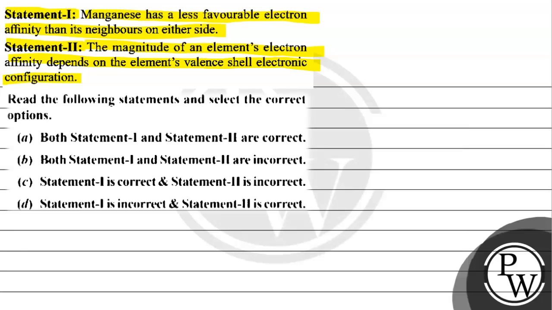So first we will see the concept of this question. The given question is based on the concept of electron affinity. So first we will see what electron affinity is. Electron affinity is basically the amount of energy released when we add an electron into the neutral atom to form the anion.